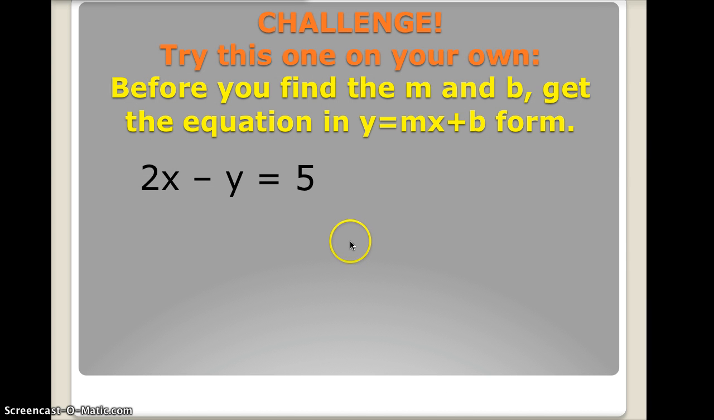Let's try this one. Before you find the m and the b, you're going to have to make sure you get it into the correct order. So go ahead and take 30 seconds of your own, put me on pause, and unscramble this into the y equals mx plus b form, and then find the m and the b. Go ahead and try it.